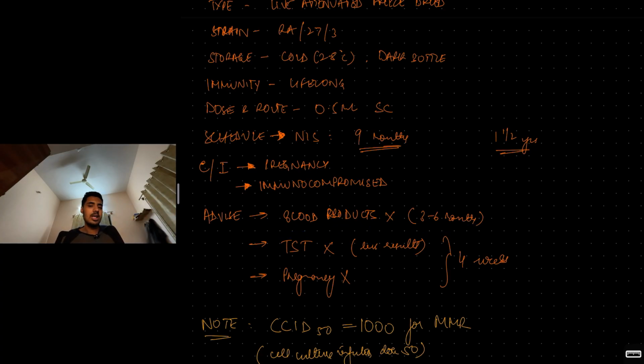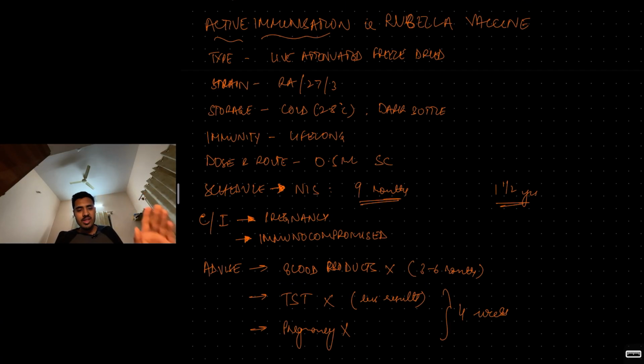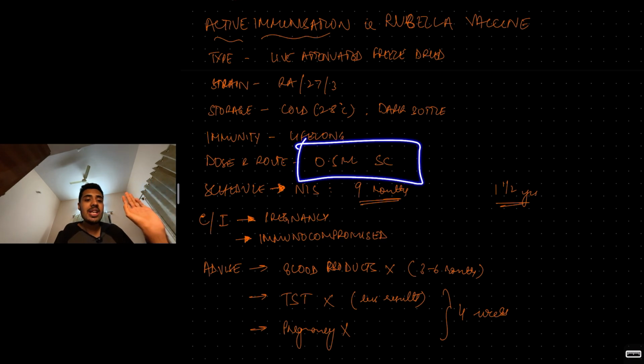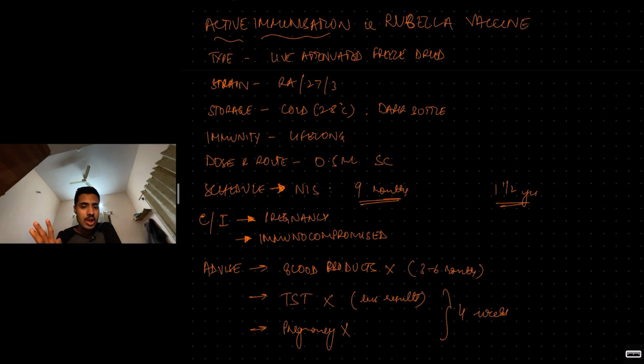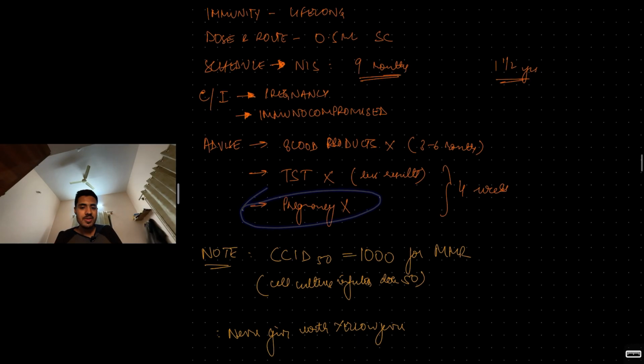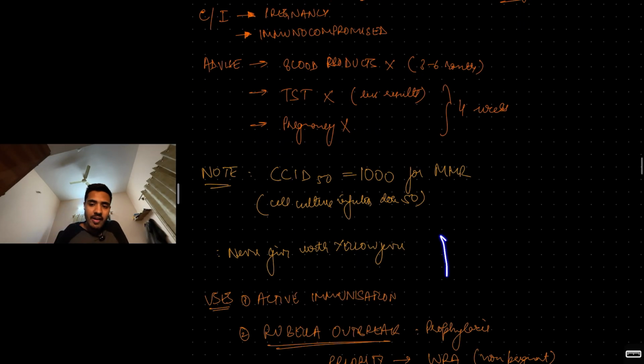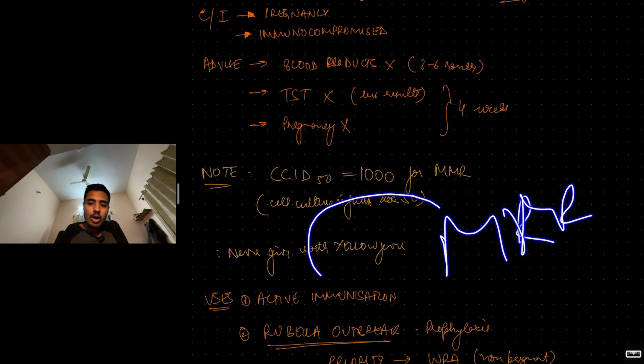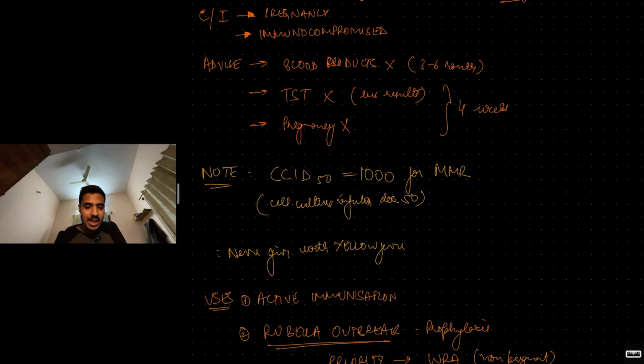Understood? So live attenuated freeze dried, same cold chain, dark bottle, strain is RA27/3, lifelong immunity, 0.5 ml subcutaneous, 9 months first dose, 1.5 years second dose. Pregnancy, of course, we don't want to give rubella vaccine. Why? Because it will lead to congenital rubella syndrome. It might immunocompromise. Why will you give a live attenuated vaccine to an immunocompromised kid? And advice, most important, is do not plan pregnancy for 4 weeks. Now, never give MR vaccine or MMR vaccine with yellow fever. That's an important contraindication.